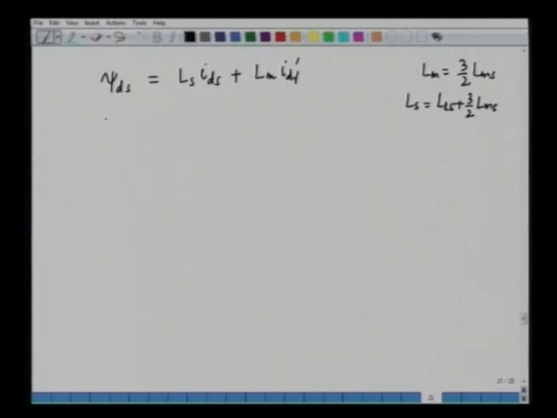Similarly, we can write down the flux linkage in the q axis. Psi qs is equal to Ls IQS plus Lm IQR.